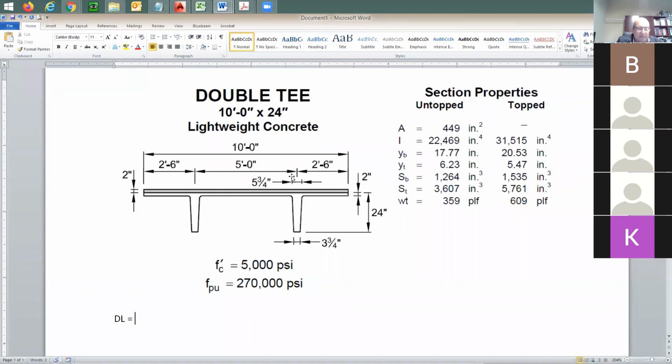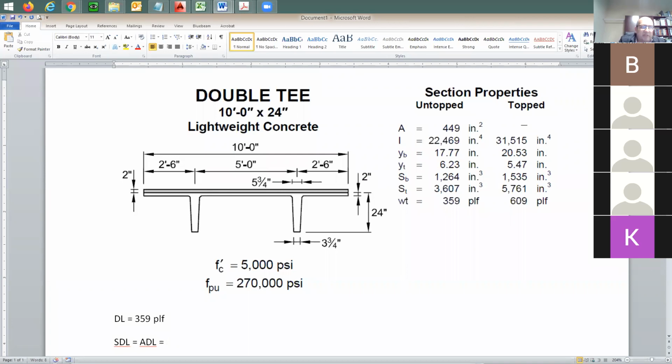How much is this? If it's 359 plf, then why is it not 609? Because the 609 is going to be the superimposed dead load, right? Sometimes written SDL, or sometimes written as ADL, additional dead load.